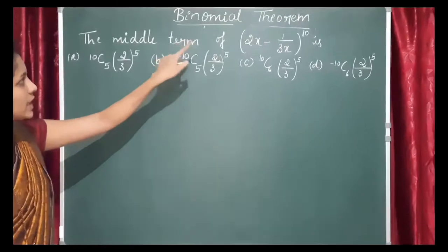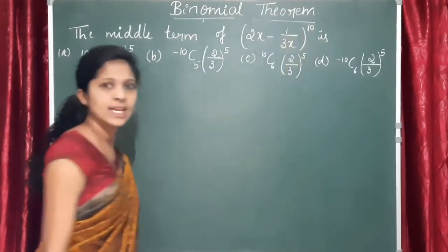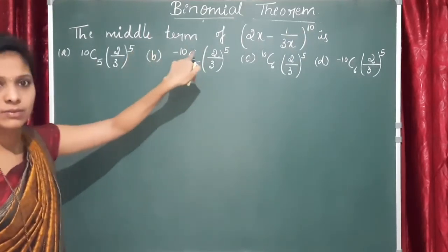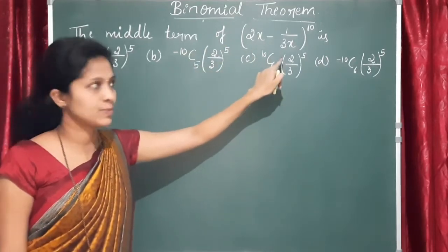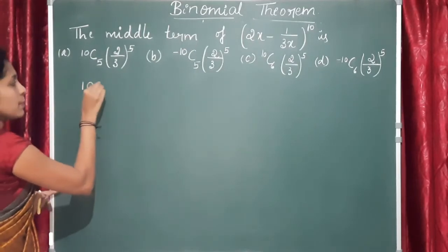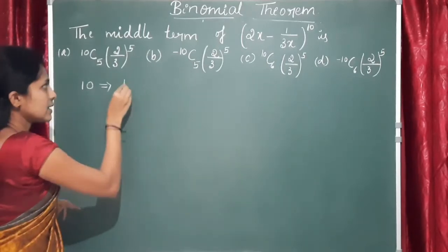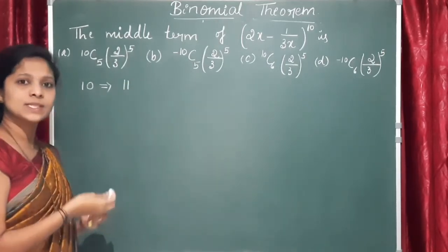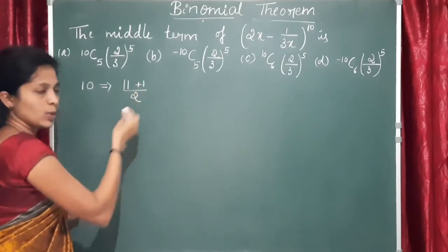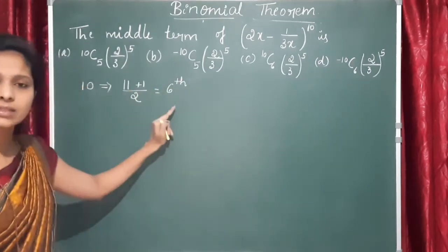Come to the next one: the middle term in the expansion of (2x minus 1 by 3x) whole to the power 10 is. This question appeared in CAT. Okay, see here, you are finding the middle term. We had discussed this in the theory concept, right? To find the middle term, see, the whole to the power 10 is there. The number of terms will be 1 more than that, which is nothing but 11 terms. So 11 terms means the middle term is only 1. What is the middle term? (n plus 1) divided by 2. So the 6th term will be the middle term. Right? Is it clear? So the 6th term will be the middle term.